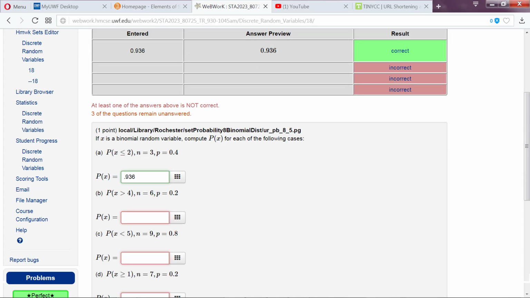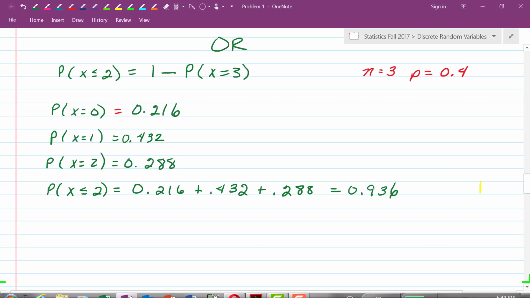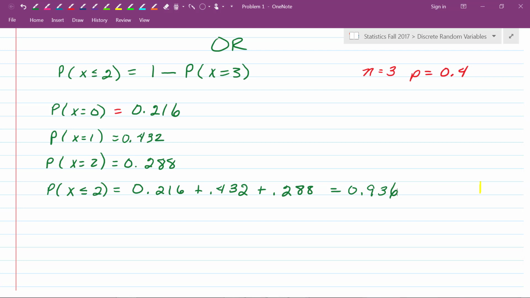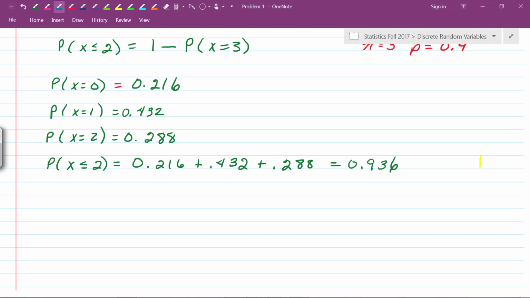Okay, now remember, I promised you that there was another way of solving this. So let's go ahead and show you the other way, where it's 1 minus the probability of x equals 3. So the probability that x is less than or equal to 2 is also equal to 1 minus the probability that x equals 3. So we only have to look up one probability.